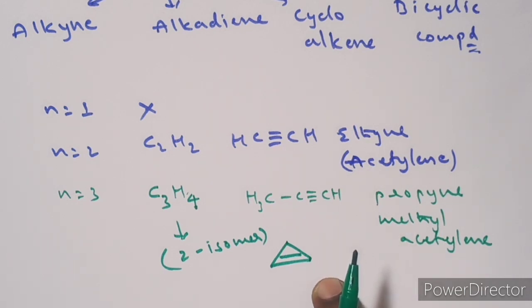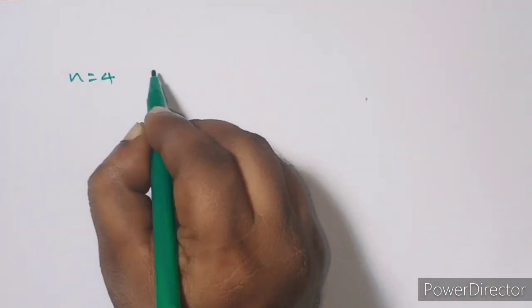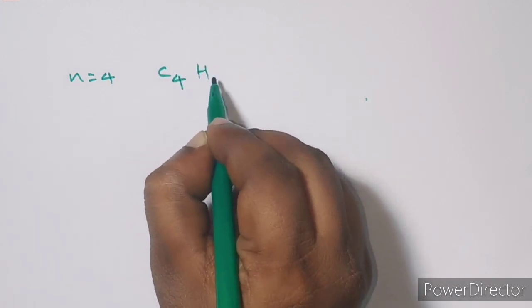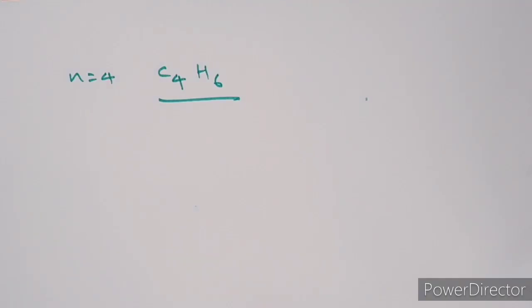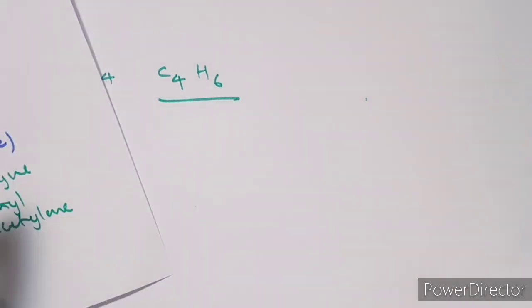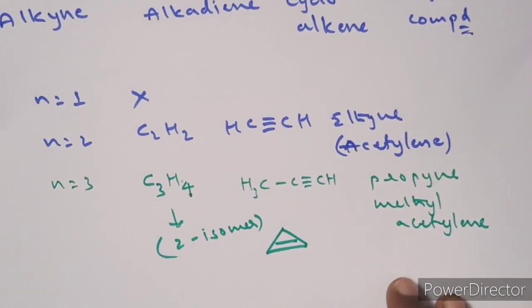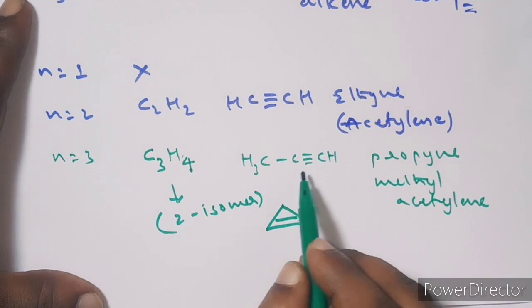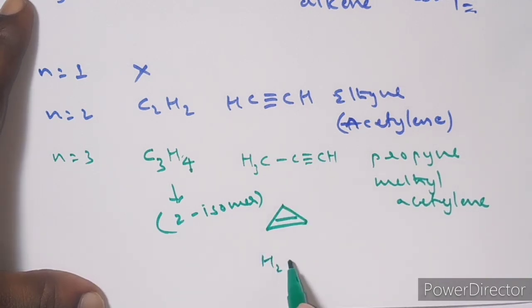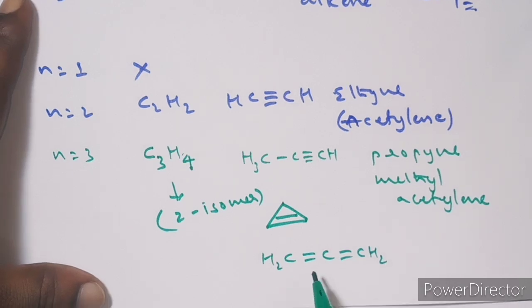If n is equal to 4, very important, the formula is C4H6. Let us see how to write the possible isomers with C4H6. But here, with C3H4 we can write one more isomer also. Alkadiene we can also write because of 3 carbons. You can write this compound also. This is called allene.